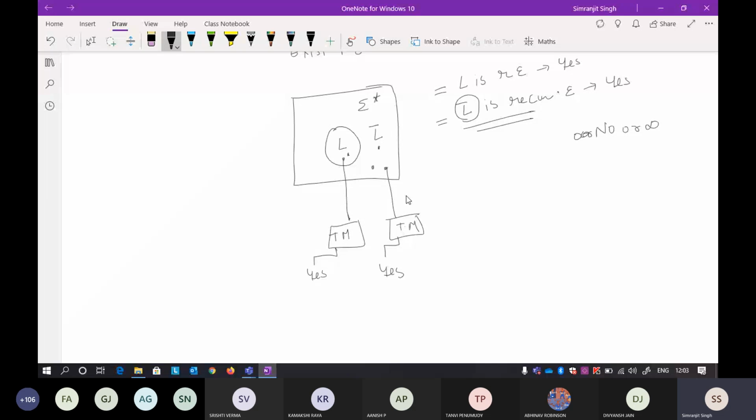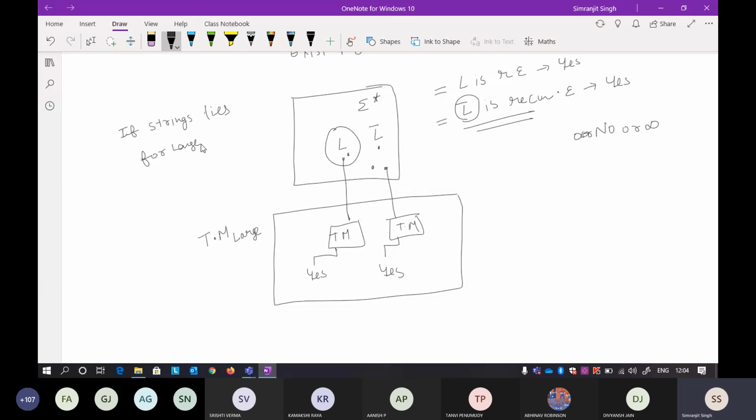I can make a new Turing machine by combining these two Turing machines. Name it Turing machine M. Now for this Turing machine, I am changing the language: if the string lies in language L.